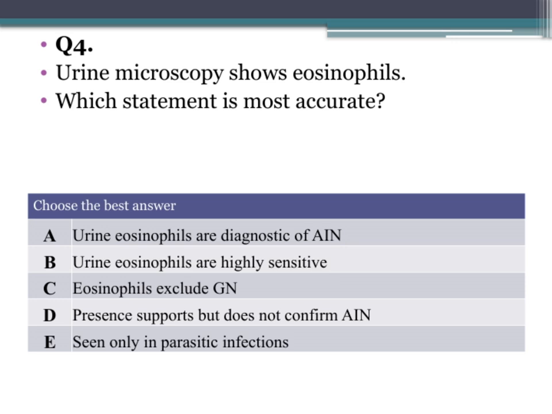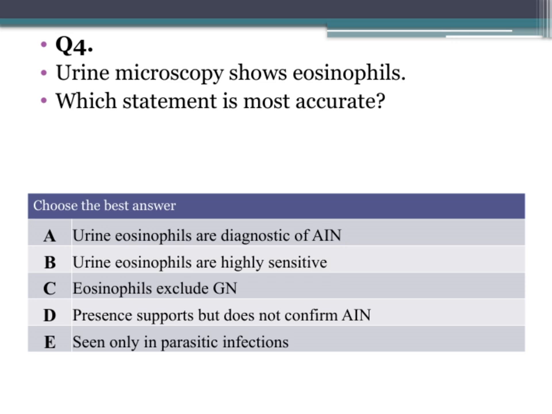Option B claims that urine eosinophils are highly sensitive, meaning they appear in most cases of AIN. However, this isn't entirely accurate because eosinophils can sometimes be absent even when AIN is present. Option C states that eosinophils exclude glomerulonephritis, or GN. But this isn't correct, because eosinophils don't necessarily rule out GN. They're more specific to certain types of kidney injury.